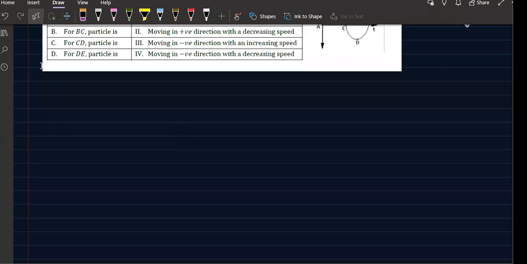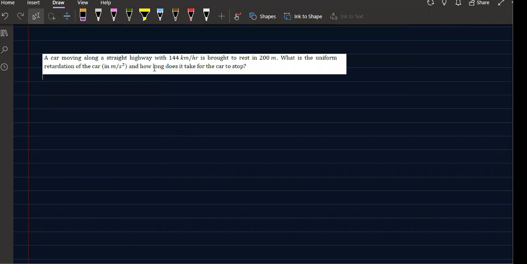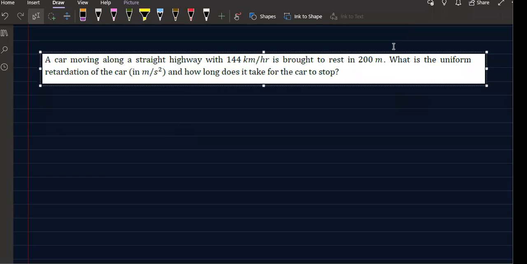Okay. Let's see this problem now. Everyone can see the problem? Yes, tell me. Everyone can see the problem? X negative, na Dhruv.